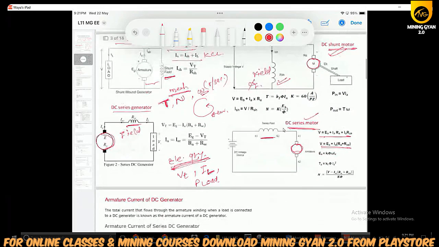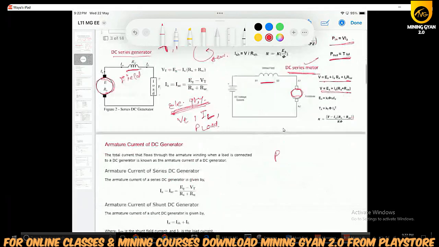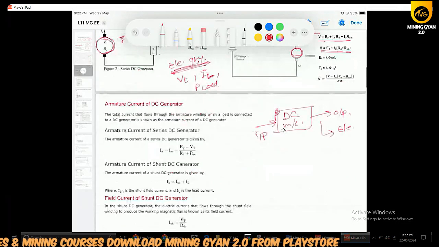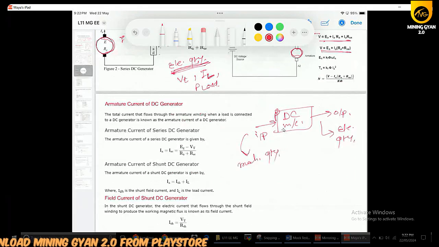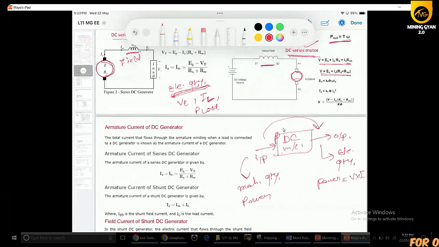Okay, so this is the input power applied to the DC shunt motor. This is the output power. Let us say this is the DC machine, whether it is a motor or generator, we don't know. This is the input side and this is the output side. Let us say that the output side has electrical quantity, and the input side has mechanical quantity, means mechanical energy gets converted into electrical energy. So how to calculate power here and how to calculate power here? In case of electrical quantity, you know that power equals V into I. So obviously Vt into IL will be the output power.